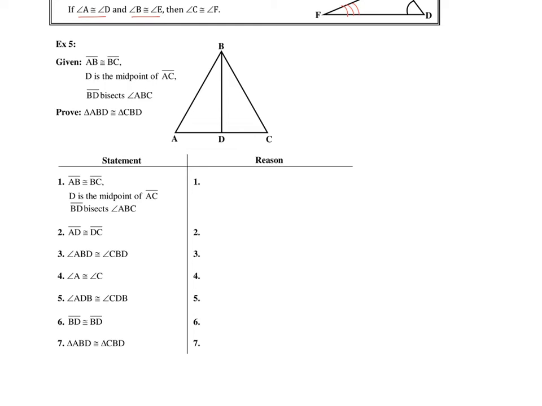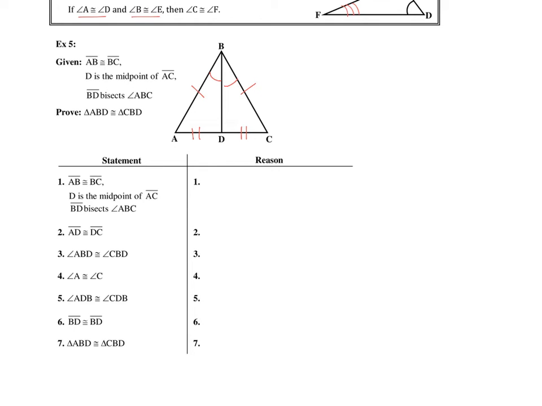AB is congruent to BC. D is the midpoint of AC. So I know those two parts are congruent. BD bisects ABC. So I know these are the same then. Okay.